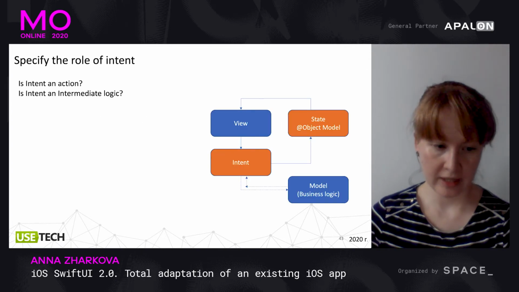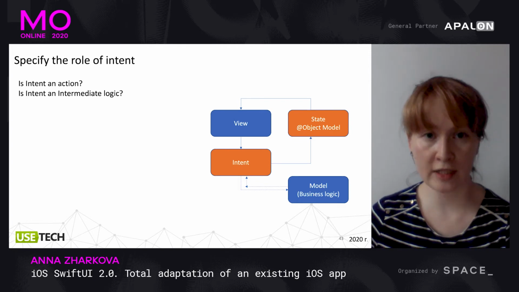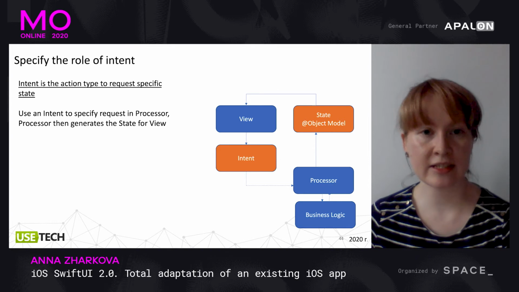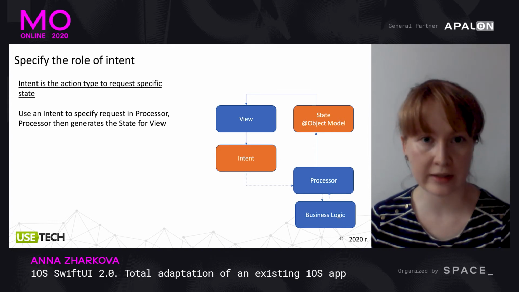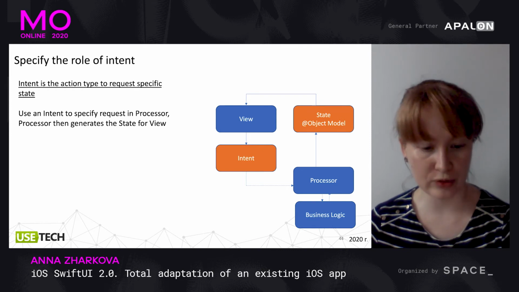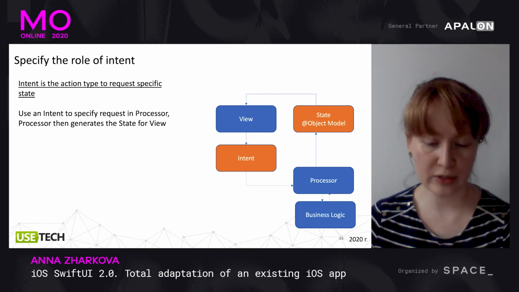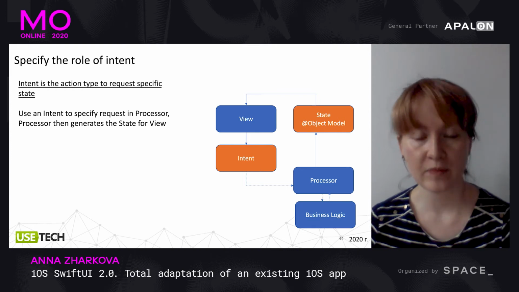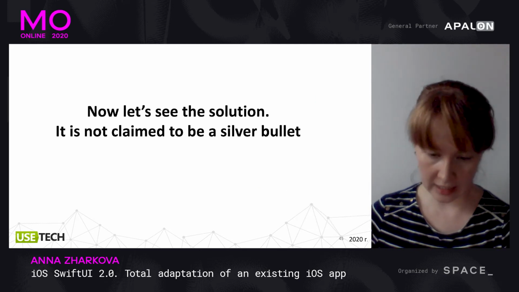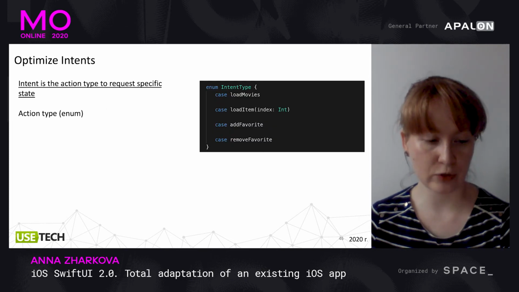But what about intent? What place does intent take in this schema? Is it an action or is it an intermediate logic? Correctly, intent is an action type to request state. It is not intermediate logic. We should have a specific component for our intermediate logic, and then we will call this processor. You can call it any way you want. This processor will receive a specific intent, and depending on the type of this intent, it will provide some state. So here is some solution. It is not claimed to be a silver bullet. And intent is the action type to request a specific state.